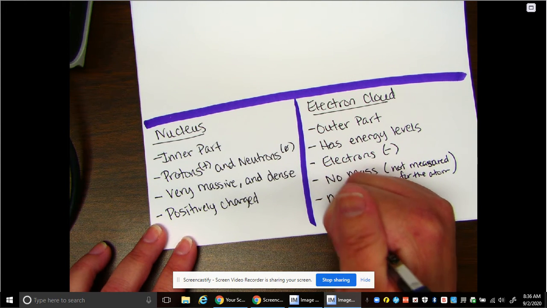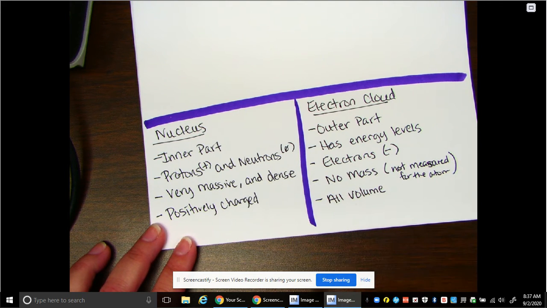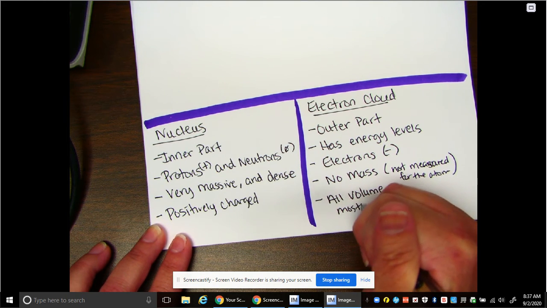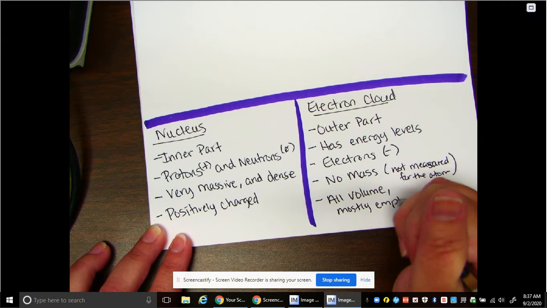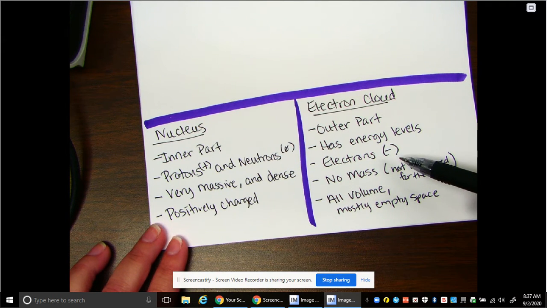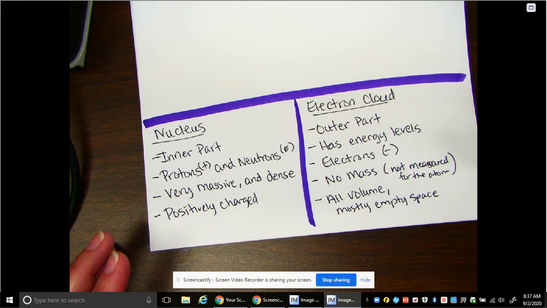But what it does have is a lot of volume, okay, because it takes up space. So volume is how much space something takes up. So it has a lot of volume, but this volume is mostly empty space. The reason being is these electrons are so small and your energy levels can become really large for the size of the atom that everything in between them is just empty. You have a whole lot of empty space.